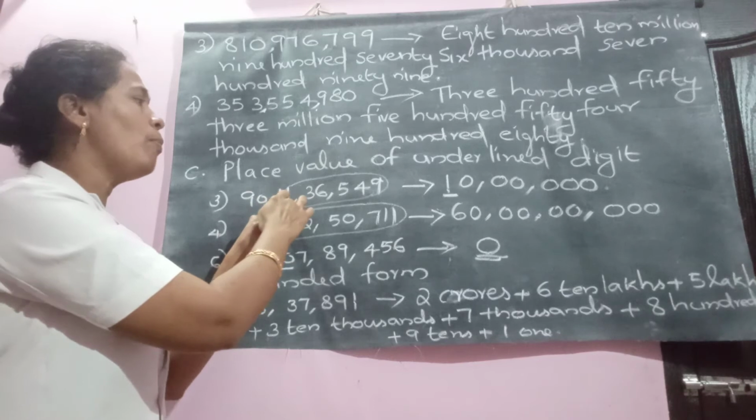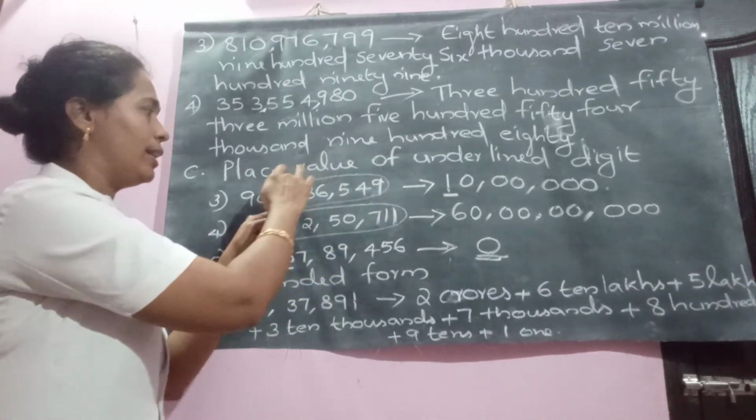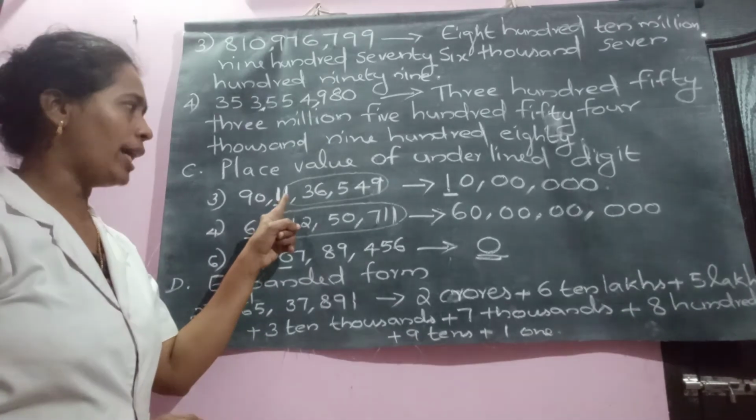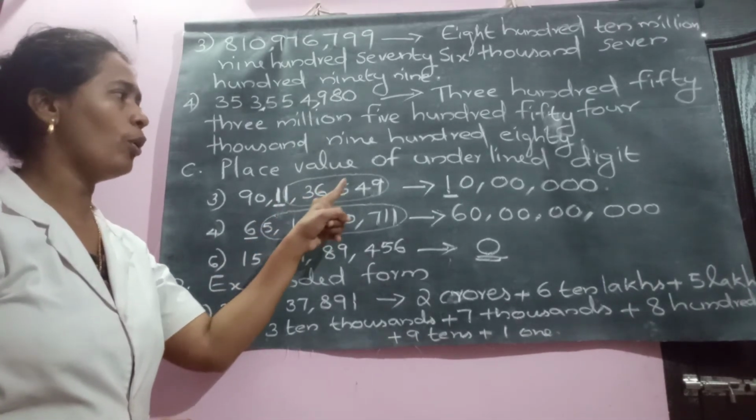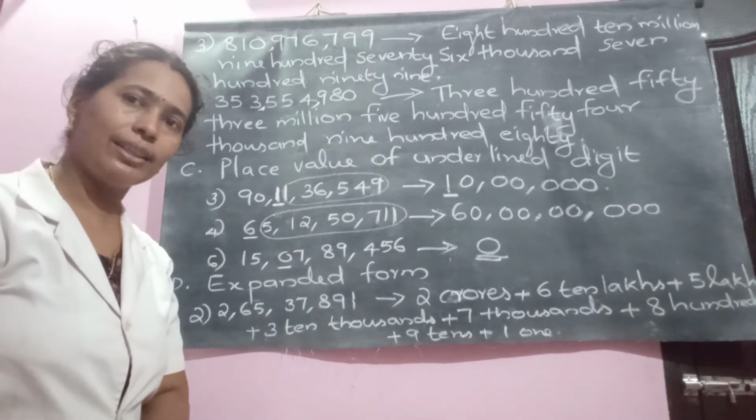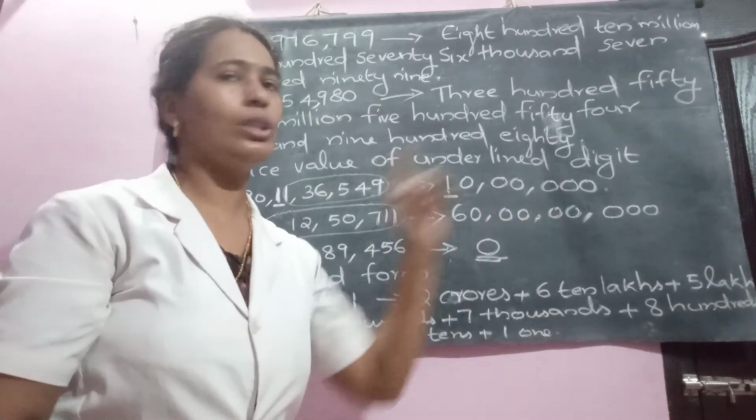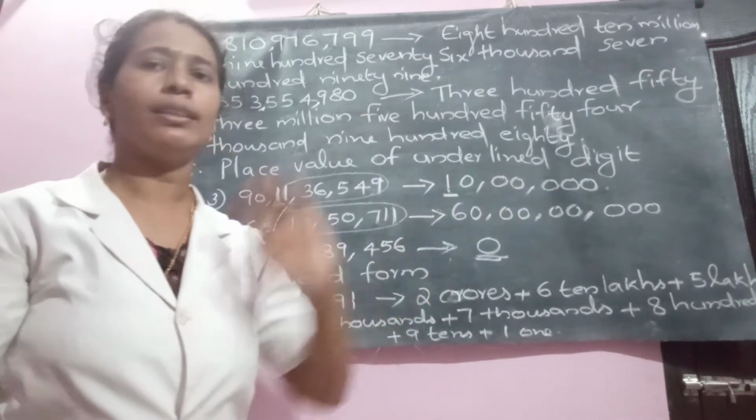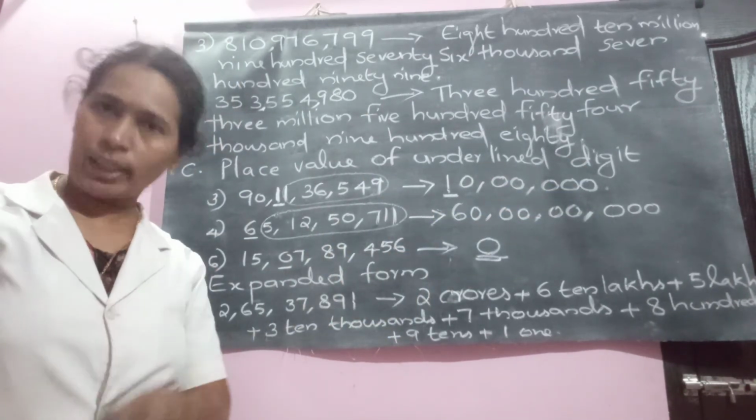After 1, how many digits are coming? You circle it. How many digits are there? 1, 2, 3, 4, 5, 6. 6 digits are there. So you write 6 zeros. 1, 2, 3, 4, 5, 6. Finished. This is the shortcut method.